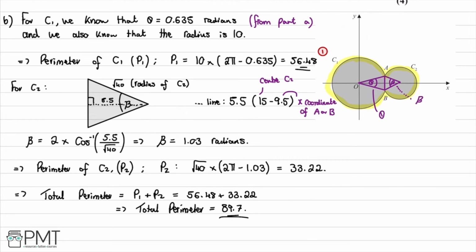We then received our second mark for working out this angle beta and saying that it was equal to 1.03 radians. Then likewise for C2, we receive our third mark for then calculating that it was equal to 33.2. We then receive our fourth and final mark for concluding with the correct answer, which to one decimal place was 89.7.